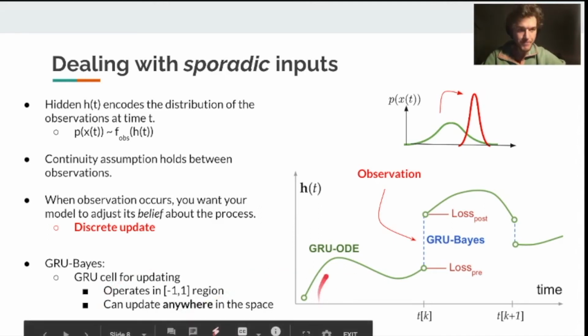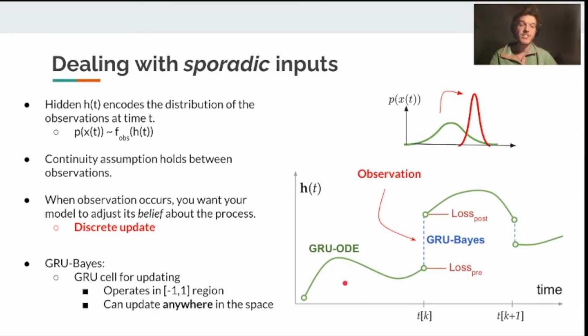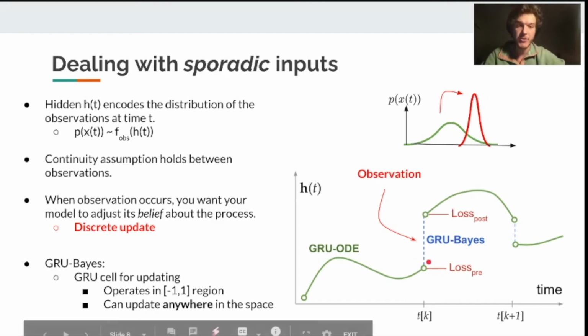Another way to see this is that initially the network thinks that you are following a particular trajectory in the latent space, and as information arrives in packets, because it's in a sporadic fashion, so each piece of information comes in a new sample, you allow your model to change opinion and to choose another trajectory in the latent space for the future, like this discrete update here.